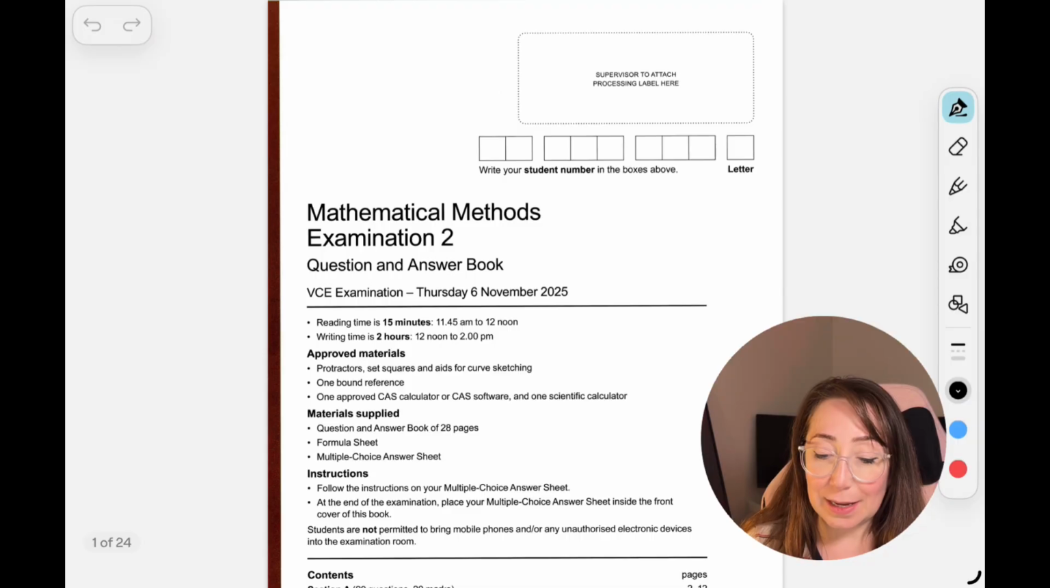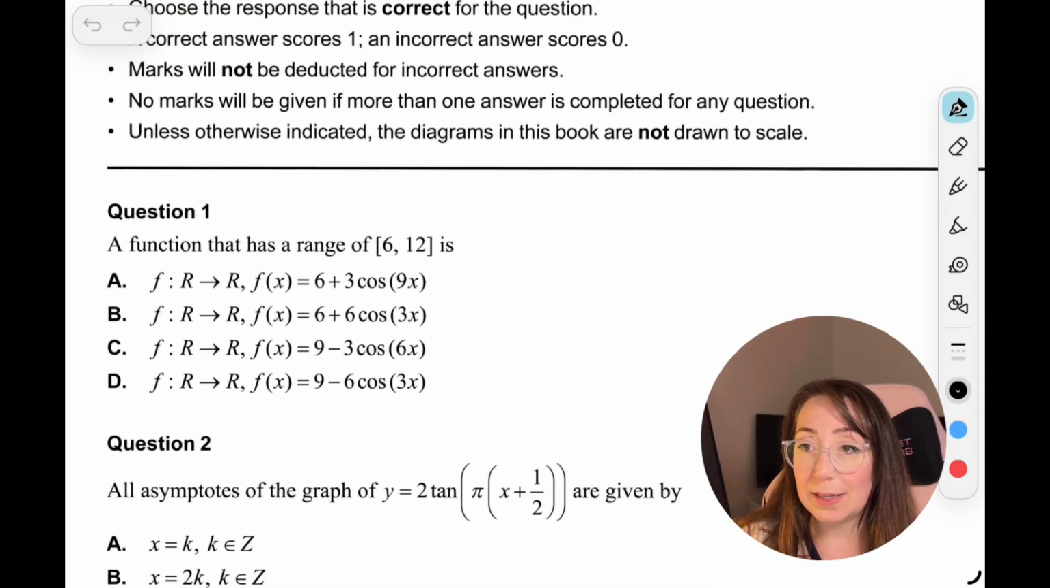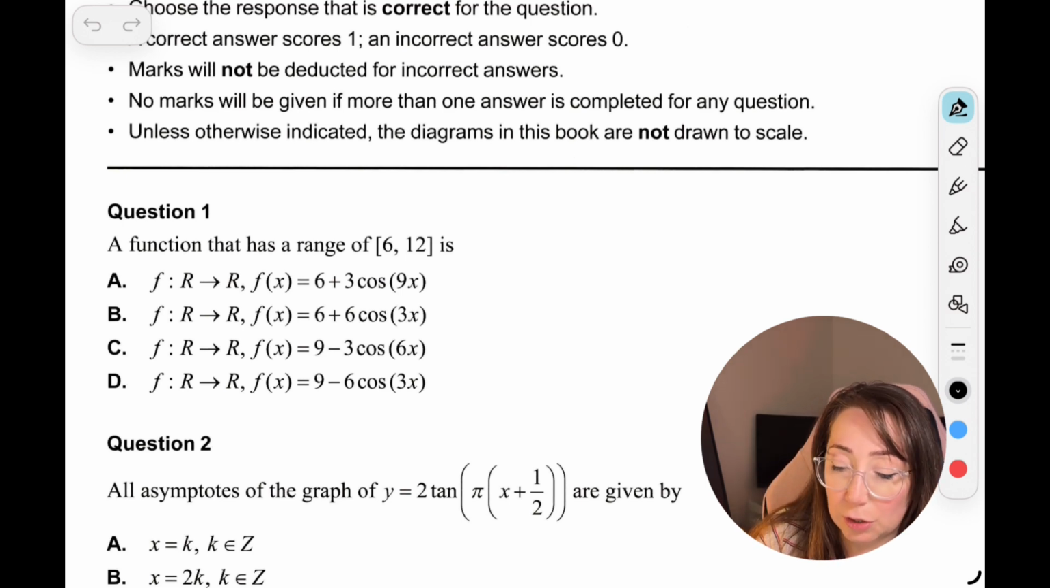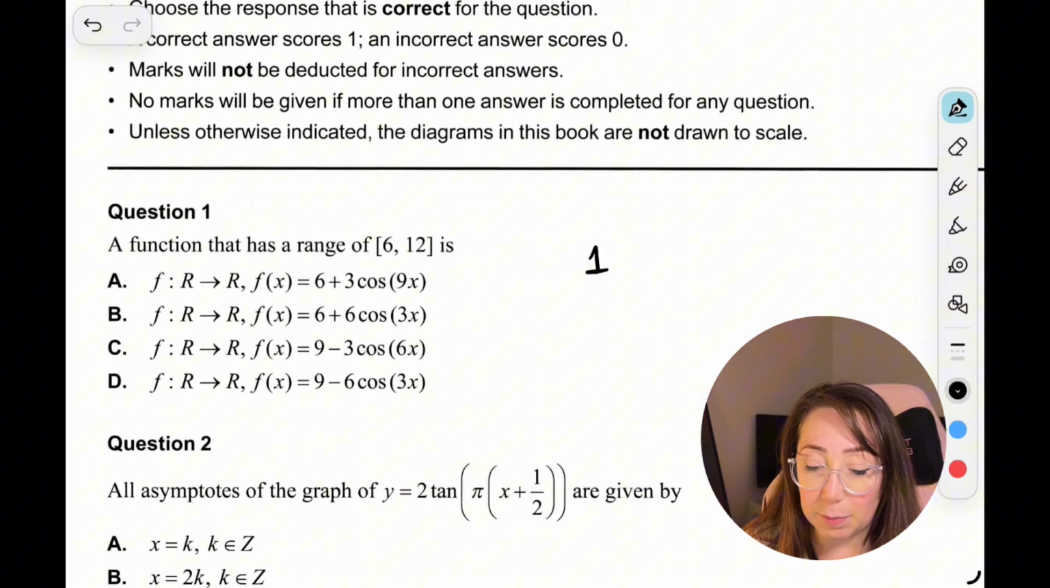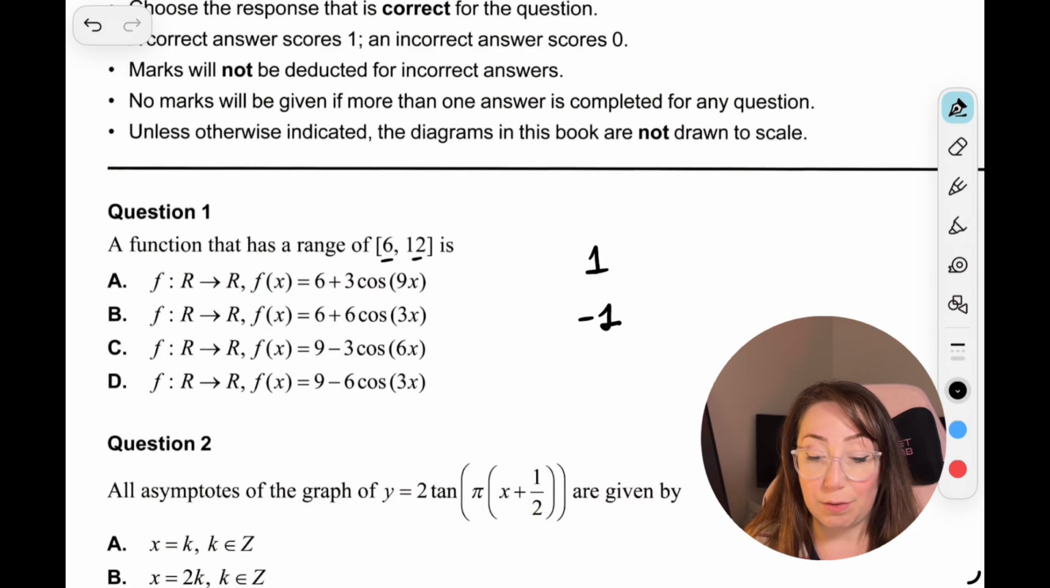So let's get started. We've got the methods exam 2 and we'll get started with question 1. We've got a function that has a range between 6 and 12. That function could be... we can see that they're all cos functions, so usually cos has a maximum of 1 and a minimum of -1. I can then see that I want it to have a range between 6 and 12, and the options of dilations are either a 3 or a 6.